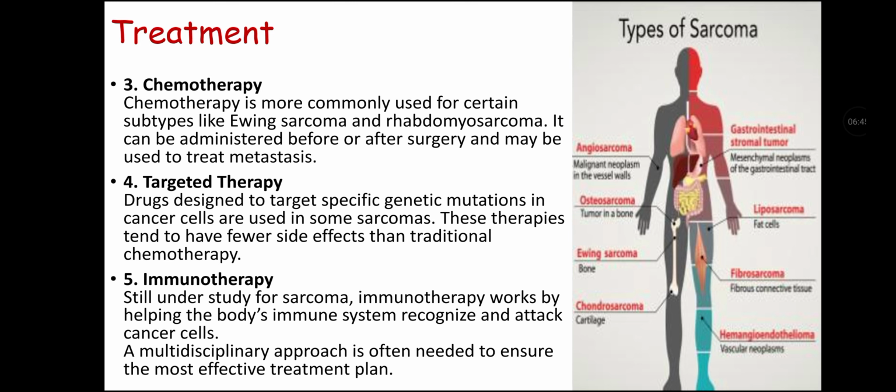Next type of treatment we can do is immunotherapy. That is still under study for sarcomas. Immunotherapy works by helping the body's immune system recognize and attack cancer cells. A multidisciplinary approach is often needed to ensure the most effective treatment plan for sarcoma. So most of the treatment modalities are used in combination with each other.